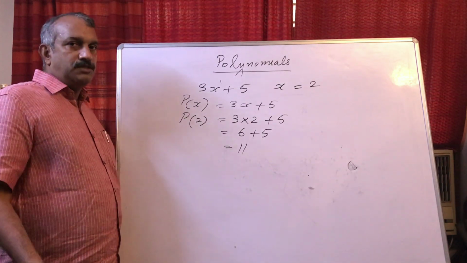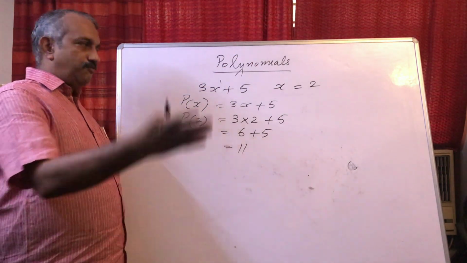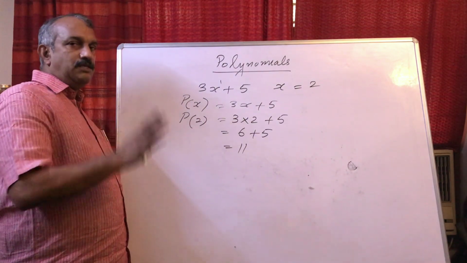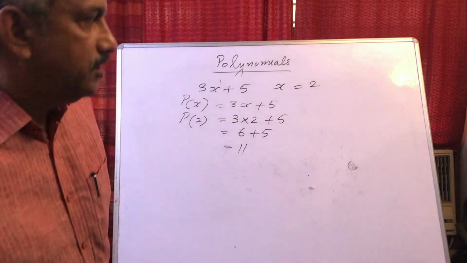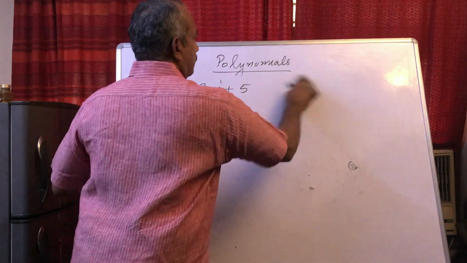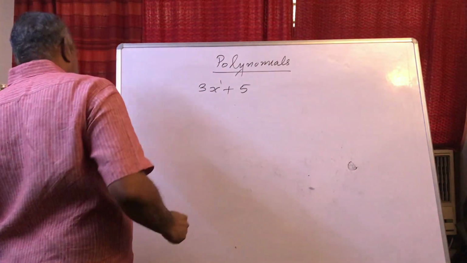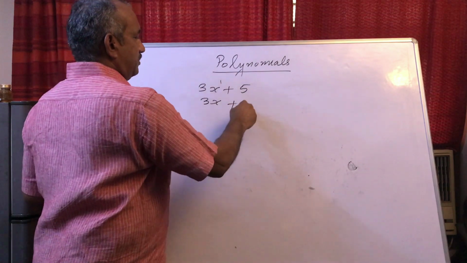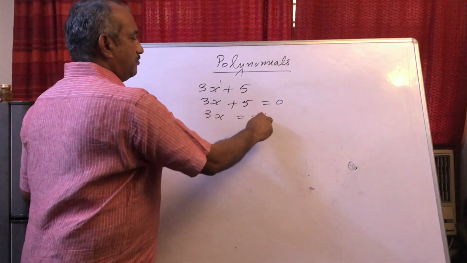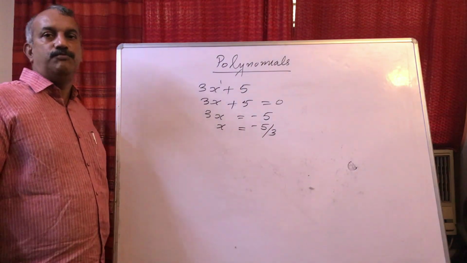Now the next one is the 0 of a polynomial. If a value of the variable is given and when we substitute that value in the polynomial, we get 0, we call it a 0 of the polynomial. So that value is called a 0 of the polynomial. Say for example, in the case of linear polynomials, we can find the 0 by equating it to 0, say 3x plus 5 is equal to 0, because this is the condition. So we'll take 5 to the other side. 3x is equal to minus 5, x is equal to minus 5 upon 3. So this is the 0 of the polynomial.